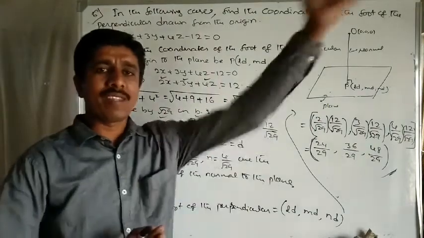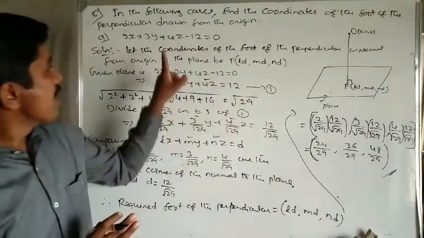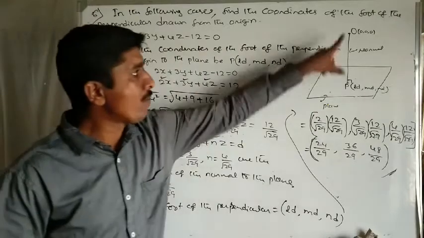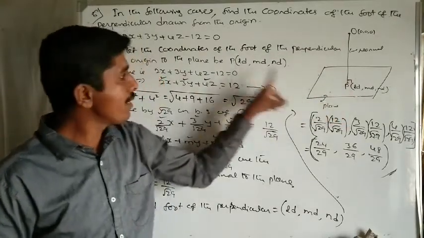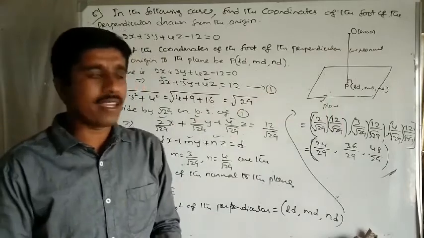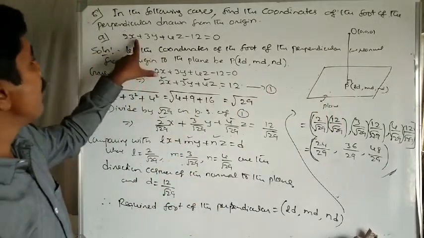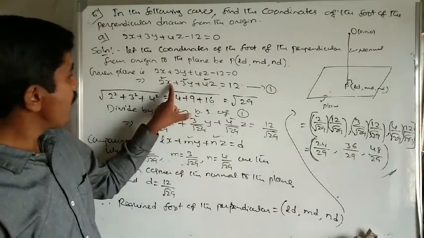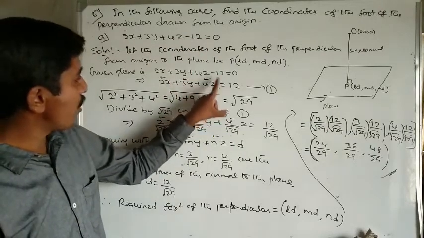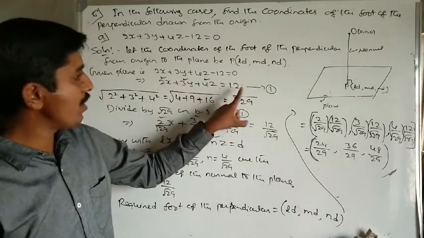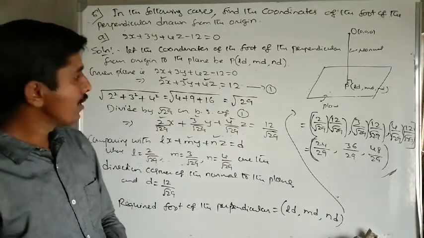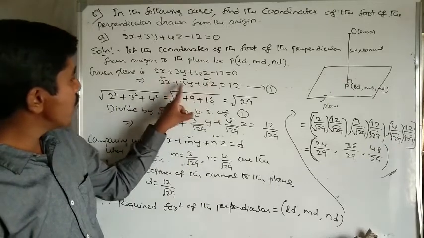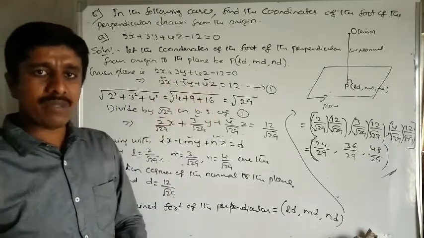Mind it, this is an easy method. First, let's take the coordinates of the foot of the perpendicular from the origin to the plane as lD, mD, nD. The given plane is 2x plus 3y plus 4z minus 12 is equal to 0, so 2x plus 3y plus 4z is equal to 12. Taking it to the right side, call it equation 1. Mind it, the x, y, z coefficients 2, 3, 4 are the direction ratios of the normal.